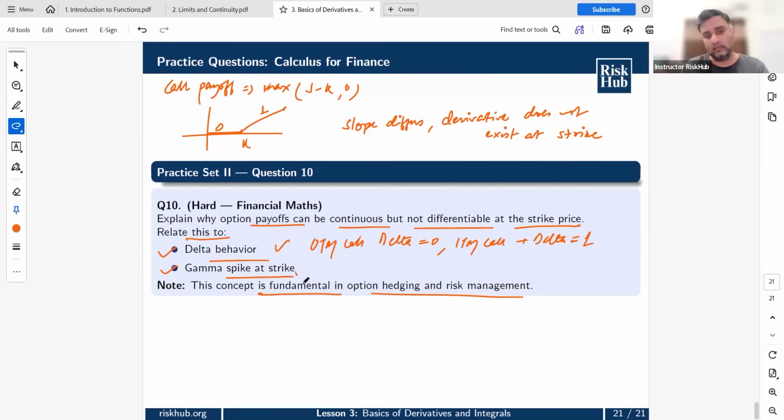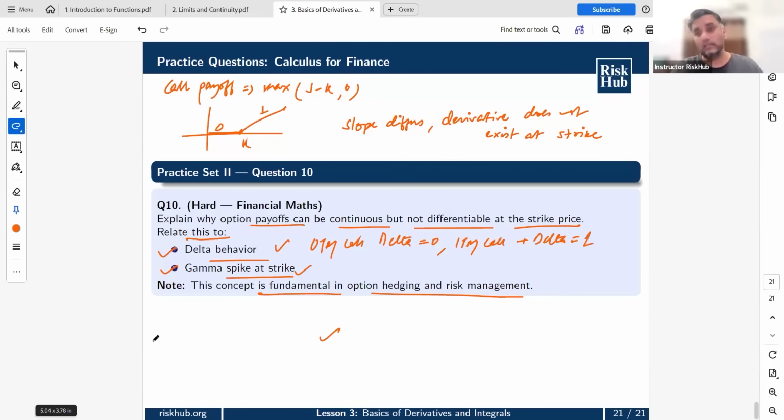So this is again a very, very important concept. This small kink in the option payoff explains delta hedging, gamma risk, and option market behavior. That is why ATM options have the highest gamma and require the most active hedging, gamma hedging. So that is what we need to understand. This completes this chapter, guys.